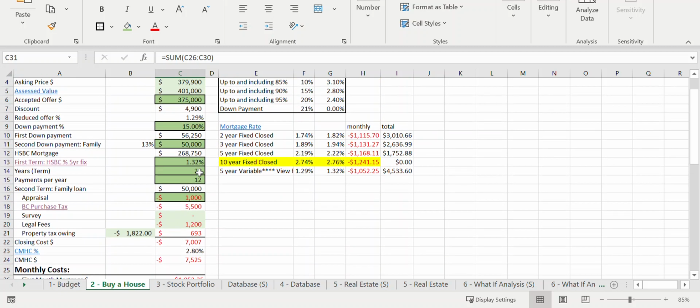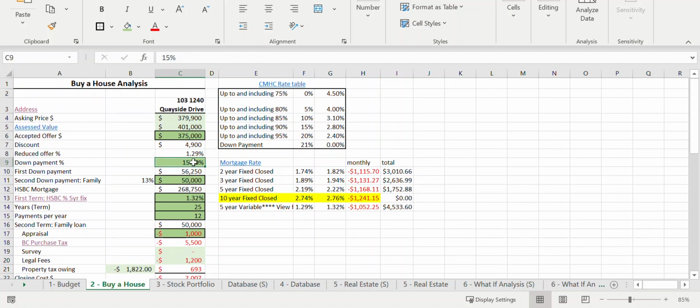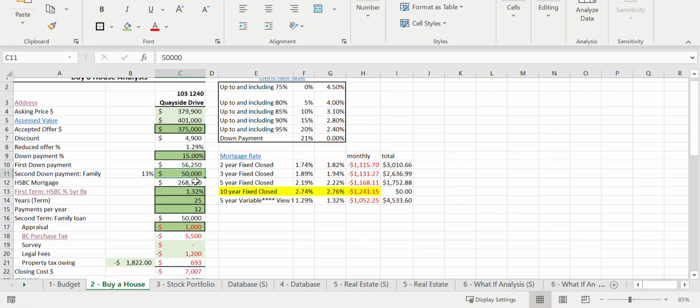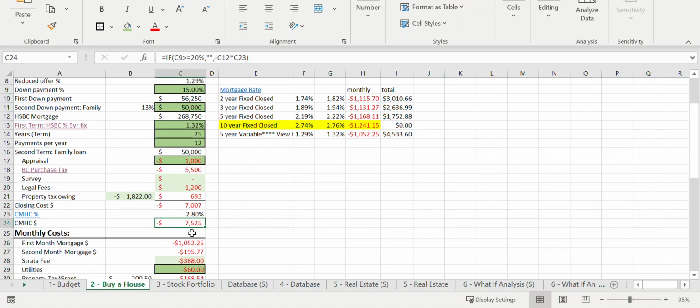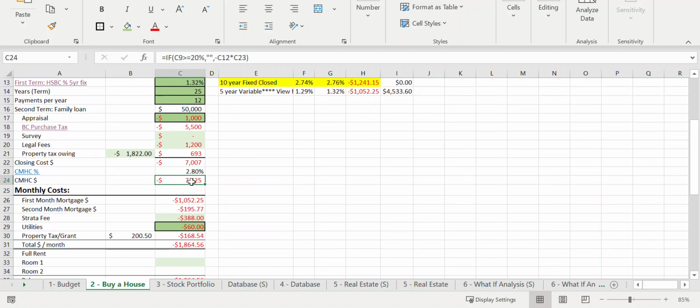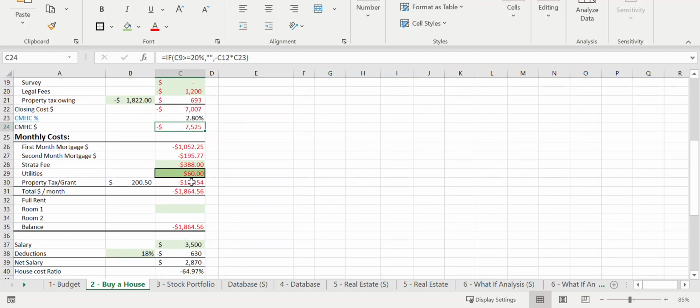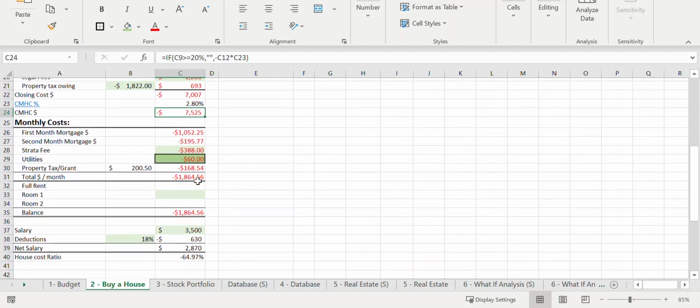If you put down 15% as a first, you put down another $50,000, and you also put down $7,000 in expenses. All right, and in this scenario, another $7,500 in CMHC. So you can see the level of quantitative analysis that we're doing here. This is more of a deep dive to be more accurate.